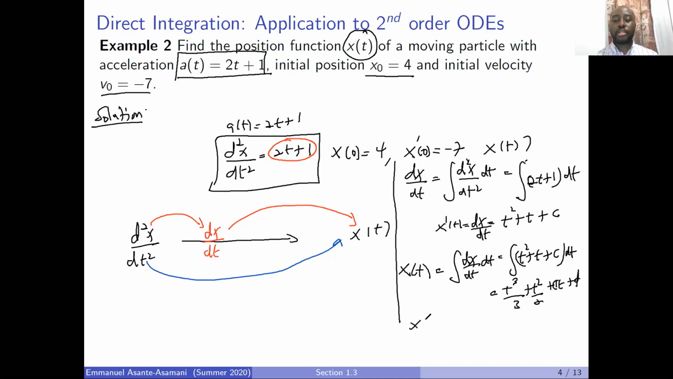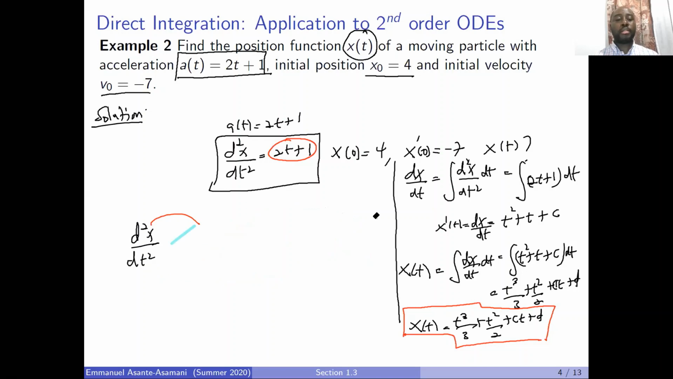Okay. So my x of t is now t cubed over 3 plus t squared over 2 plus ct plus d. And this is the solution, at least the general solution, of our differential equation here. Okay. Now, a couple of things to take notice of here. Notice that in that general solution, we have 2 unknown constants. So we have c that has to be determined, and then we have a d that has to be determined.